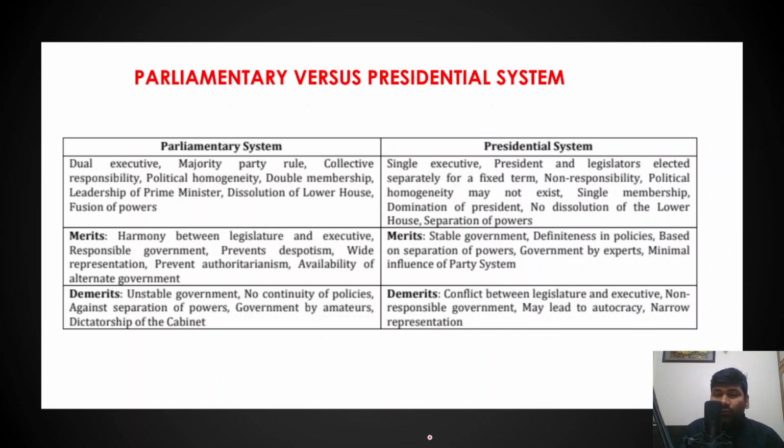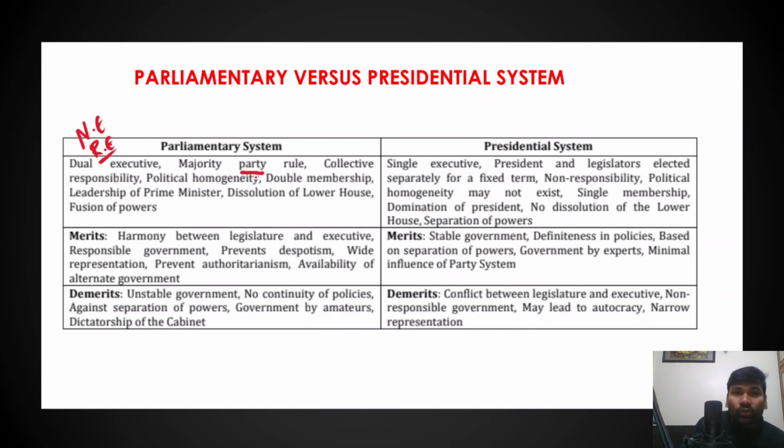Now in the parliamentary form of government, we see the dual executive, which we have already discussed. Now what is this dual executive? Dual executive in the sense that we have a nominal executive and we also have the real executive. Nominal executive and the real executive. So this is what is known as the dual executive.